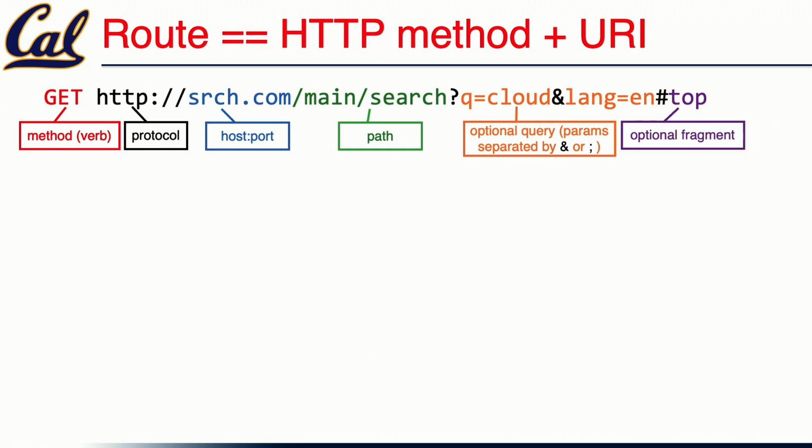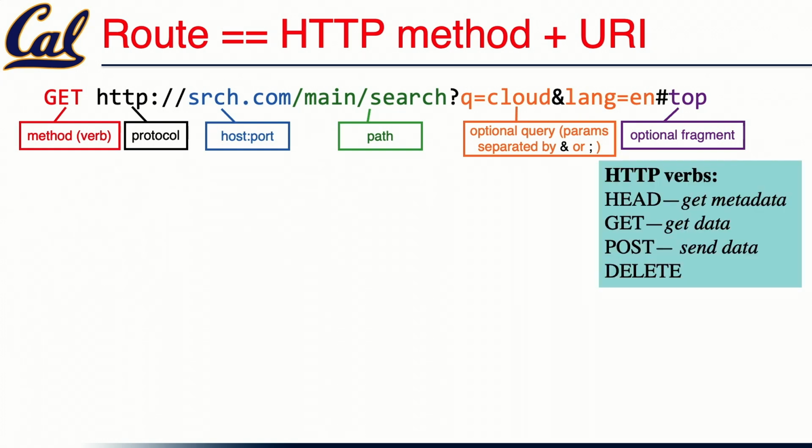And finally, there's an optional fragment. This began as a way to sort of have bookmarks in the middle of long HTML pages. And so if you wanted to sort of scroll to a specific place on the page, you could specify a page fragment. Right. So these are really just syntactic rules for how URIs work.